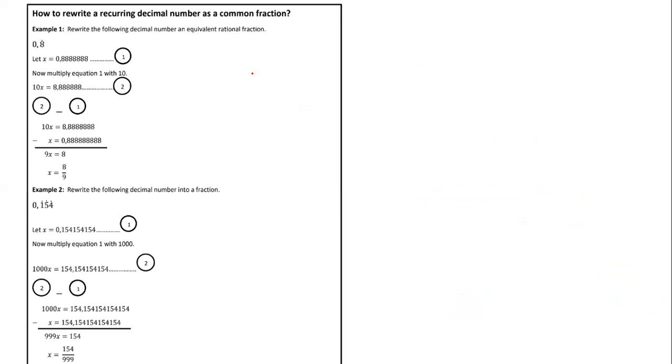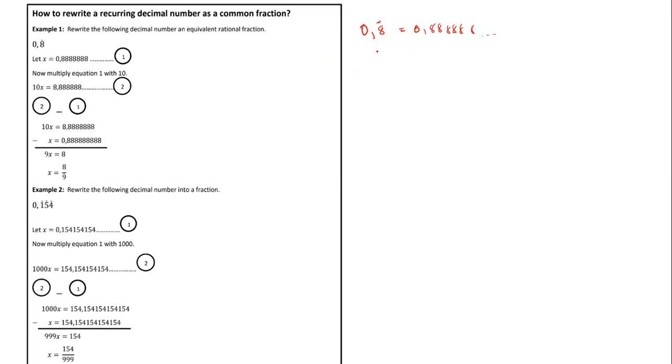Now, let us jump to this slide over here. How to write a recurring decimal number as a common fraction? Here's the thing. A challenge is you can be given 0,8 recurring, right? Remember I said, when you write 0,8 and then a dot at the top, it means that we have the recurring 8 in this number. So you can rewrite this number as 0,888888 and so forth. Can you see that?